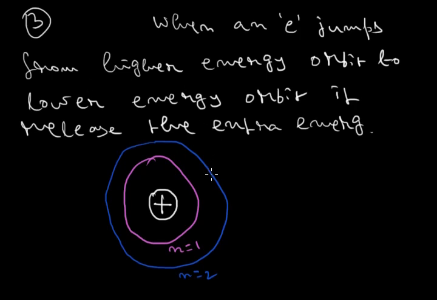When an electron jumps from the n equal to 2 orbit to the n equal to 1 orbit, it releases the extra amount of energy. Let the energy of the electron at the n equal to 2 orbit be E2, and at the n equal to 1 orbit its energy is E1. So it will emit an amount of energy equal to E2 minus E1. This is the amount of released energy.